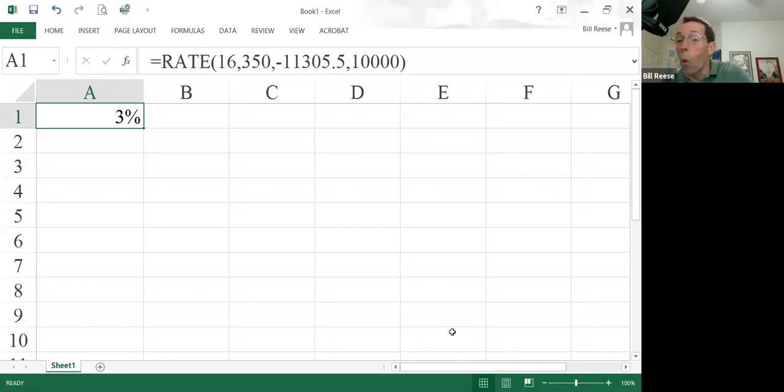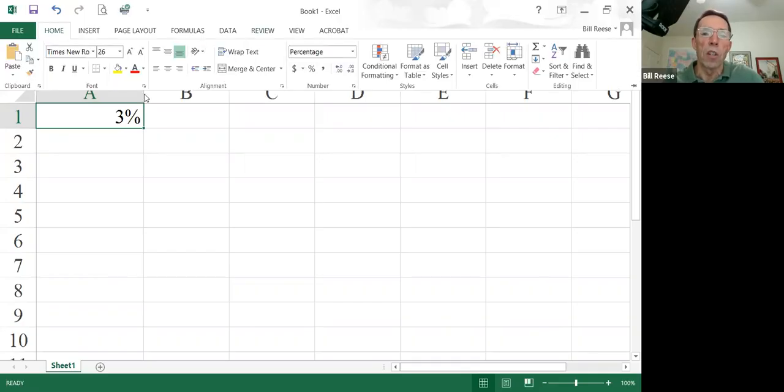It might say 0.03 on Excel for you. This one was already set up to give me percentages. If you want to see it as a percentage, of course, you just click on percent. But 3% isn't really the full answer, because Excel will always round percentages to the nearest percent. We want to be more precise than that.